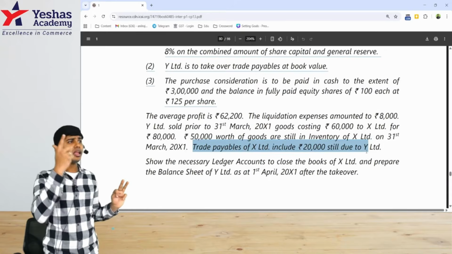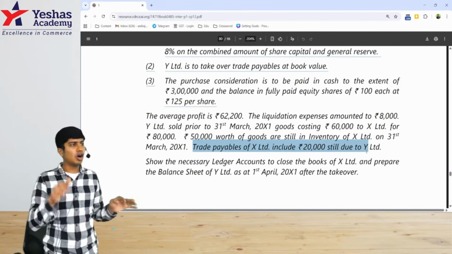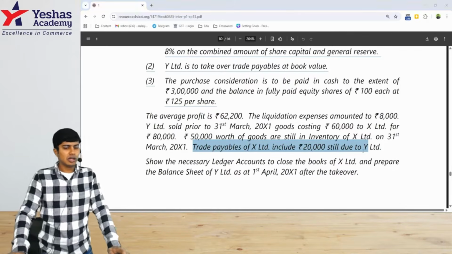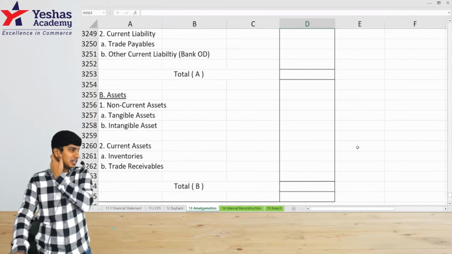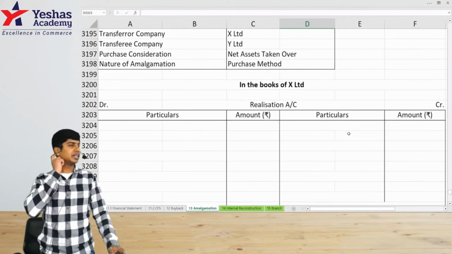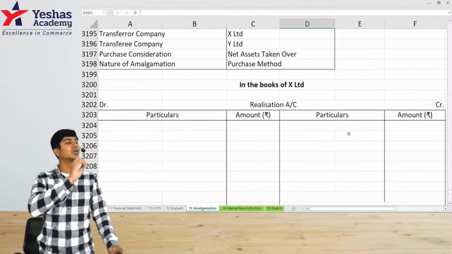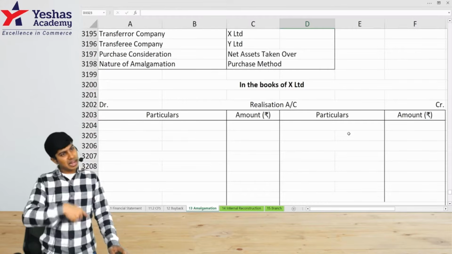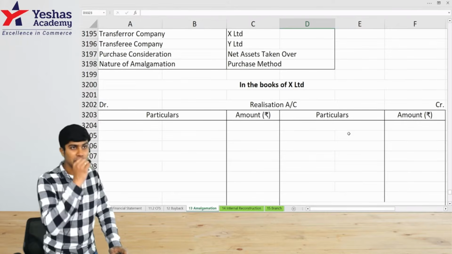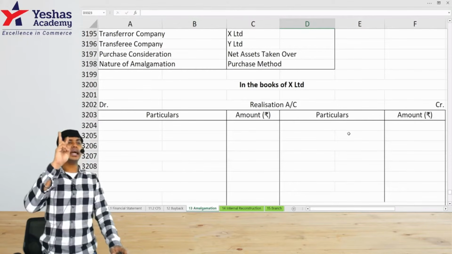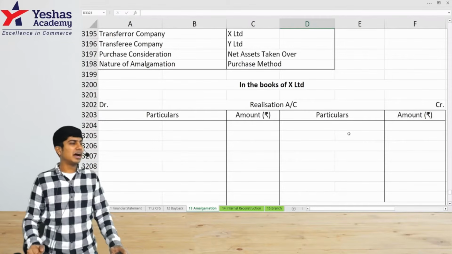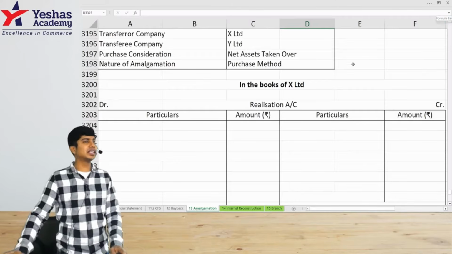In whose books? When will we do it? Later. For now, no. Wait. Can we begin our ledger accounts? Think of journal, pass the ledger posting. What is the first thing that we should do? Transfer all the assets, whether taken over or not, to realization account at book value. Transfer all the liabilities also to realization account, whether taken over or not, at book value. Exception being 2 things: equity share capital and reserves and surplus. Don't transfer them. Bank account, don't transfer if not taken over. And when I say reserves, it will also include unamortized expenditure.